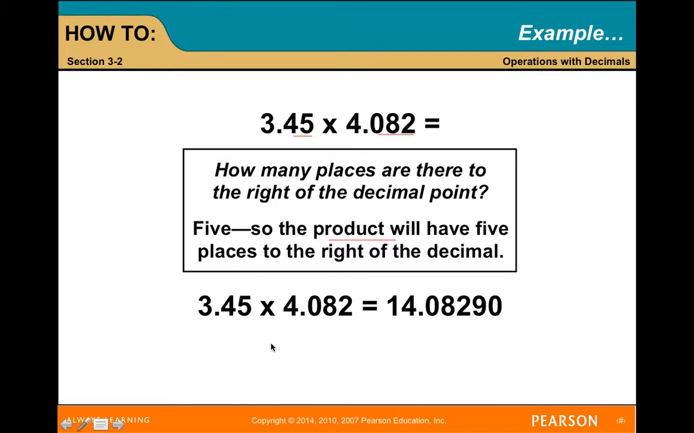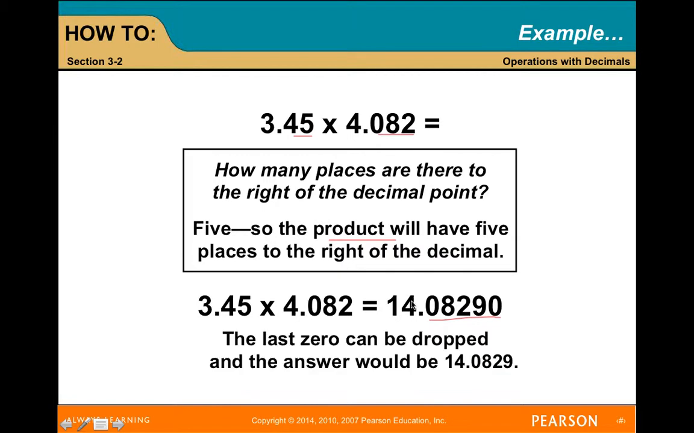And then when we work out the problem, we have 14.08290, and that's correct. We have 5 digits to the right of the decimal. The last 0 can be dropped, and the answer would be 14.0829.